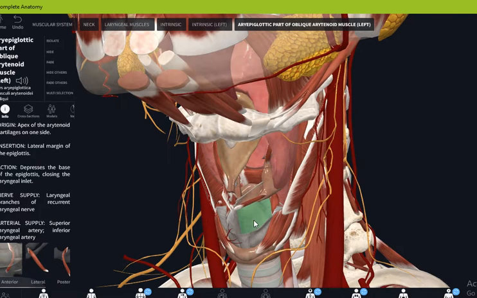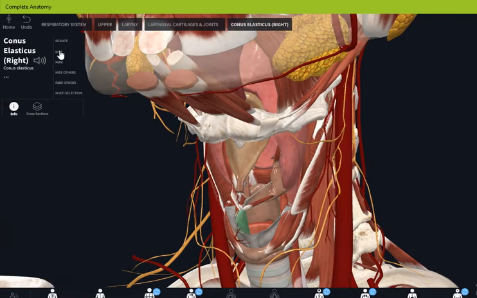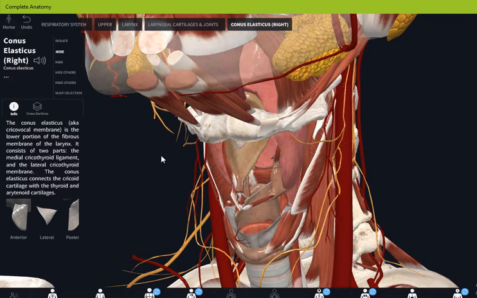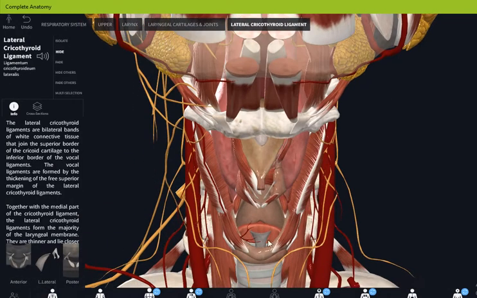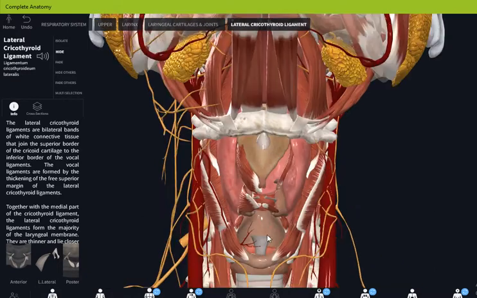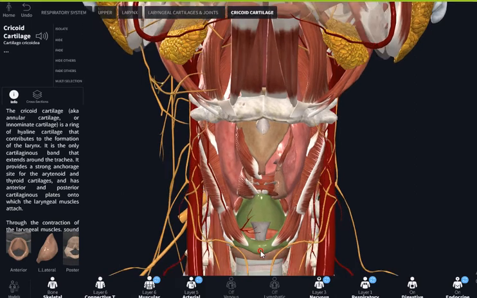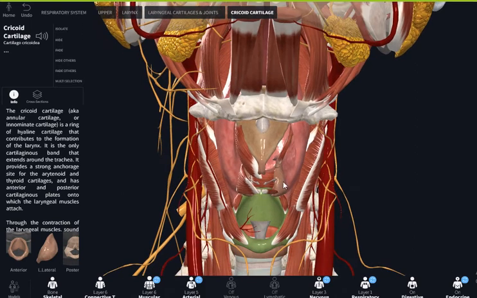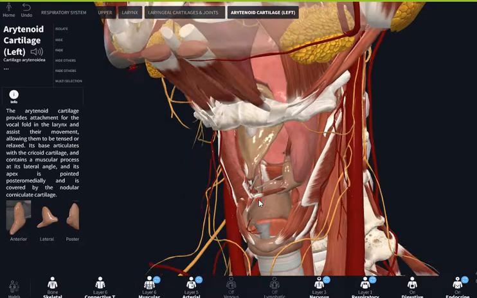Now, if you remove this ligament here, and remove again on this other side, you hide it, you realize that you have the cricoid cartilage here. You see that the cricoid cartilage is small anteriorly, but the posterior portion is very large and is going to contain this arytenoid cartilage here. So you have again these muscles.